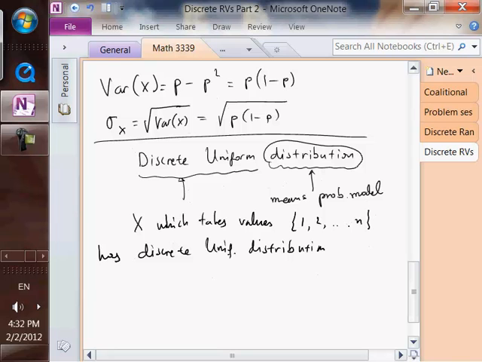If the classical probability model prevails. How many values does it have? It has n values. If f sub x of i is equal to 1 over n, where i is 1, 2, up to n. So I assign exactly the same probability to each value of the density of the random variable.